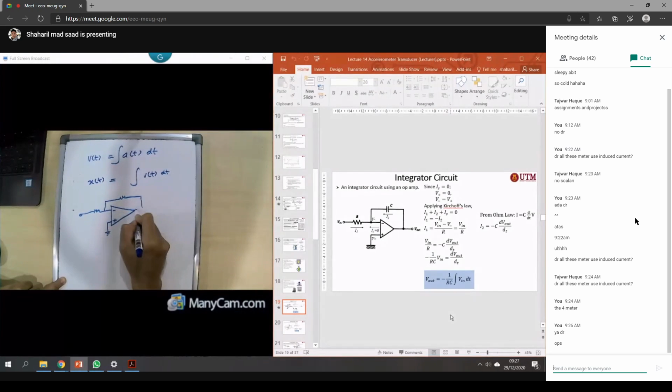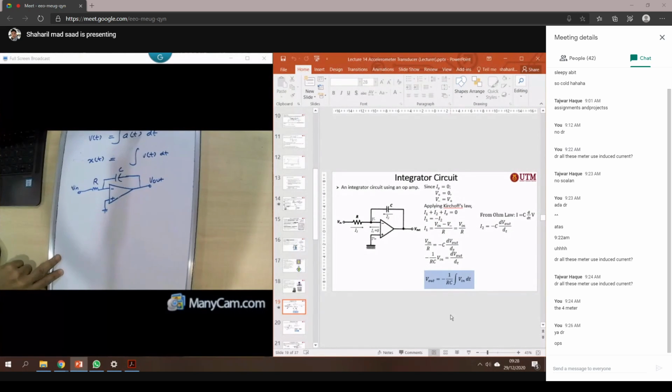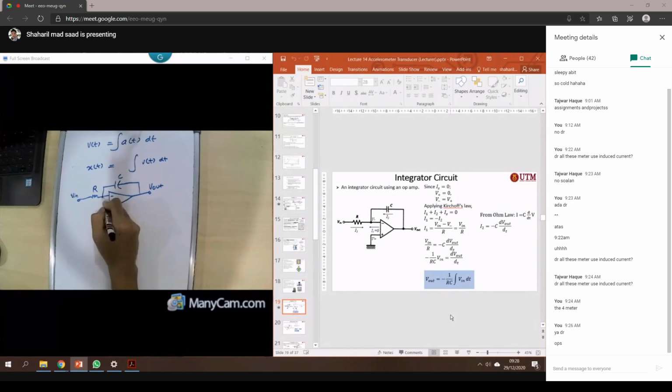So still remember back your inverting circuit. This one is the V in and this one is the V out. When we set that the integral, we just replace it with the capacitor. So this one is C, this one is R. Of course, in terms of theoretical value, how to calculate it, you can use the Kirchhoff law.